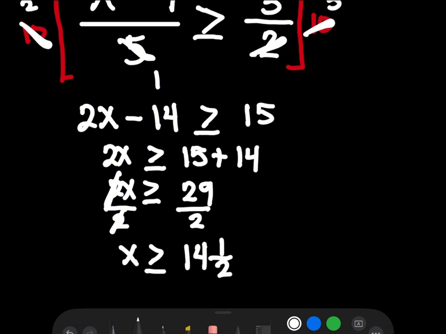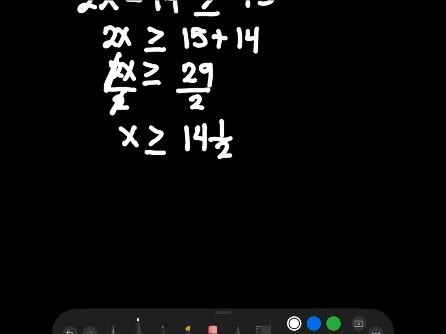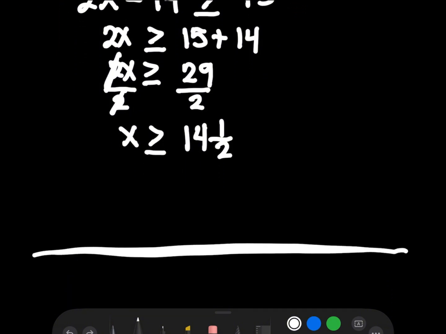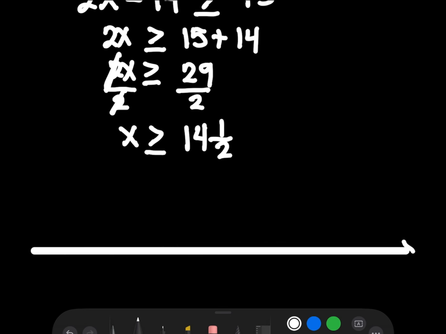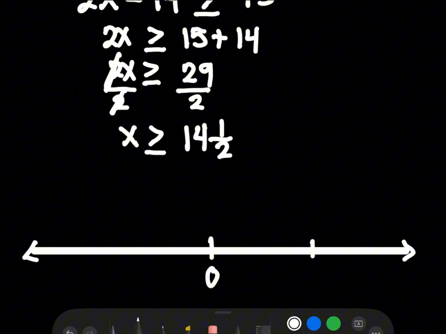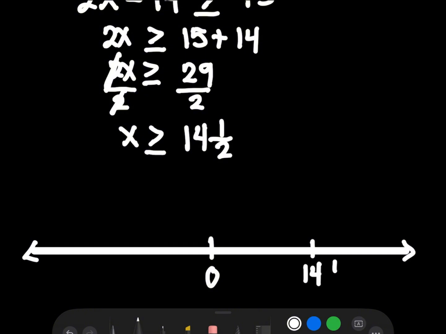And then after that, you can sketch it. You can sketch the inequality by drawing your horizontal line, and put your 0 in the middle, then 14 and 1/2 on the right, and negative 14 and 1/2 to the left of 0. So since it is more than or equal to, you have to draw the shaded circle, and the direction will go to the right.